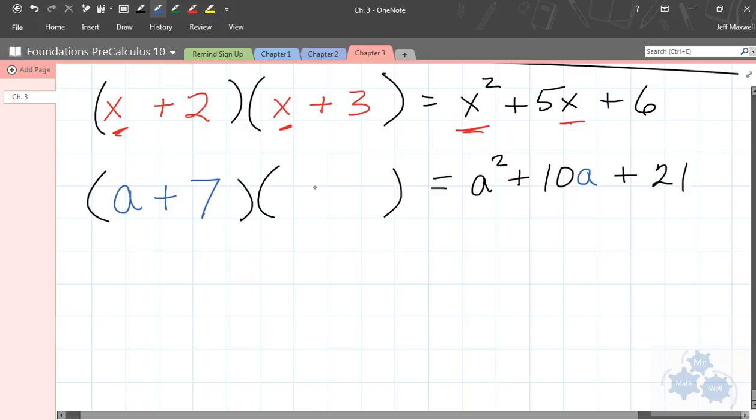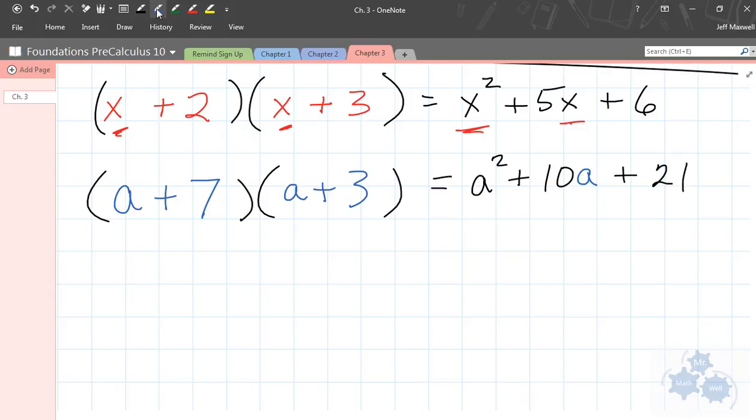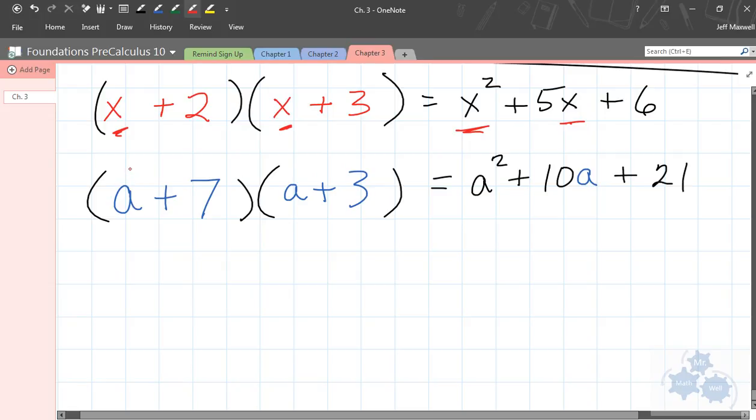A plus 7 and a plus 3. Okay. Anybody else have a plus 7 times a plus 3? All right. Let's just check that real quick. FOIL method. First, a squared. Now, I'm going to do the next two steps mentally in my head. That's 3a plus 7a gives me 10a. Very good. And then the last one is 7 times 3 is plus 21.